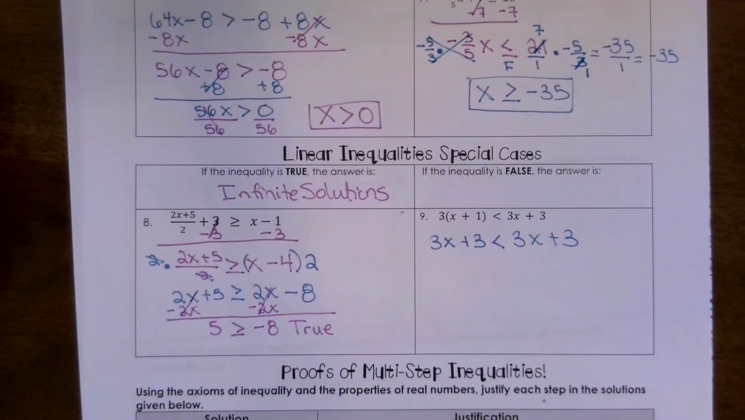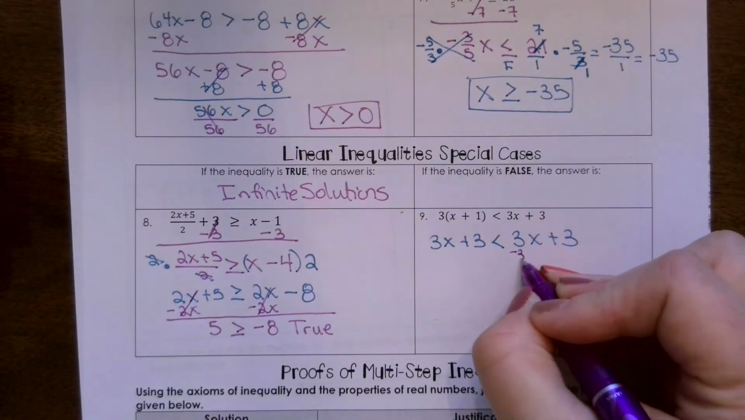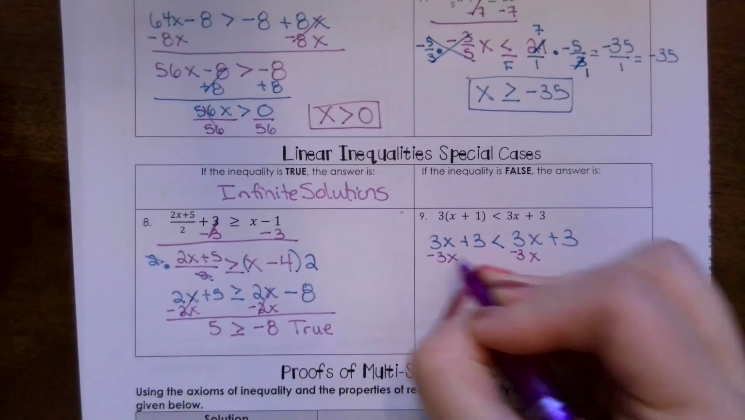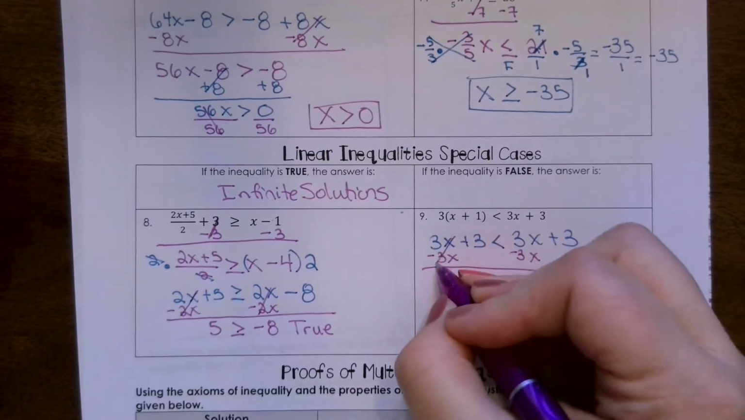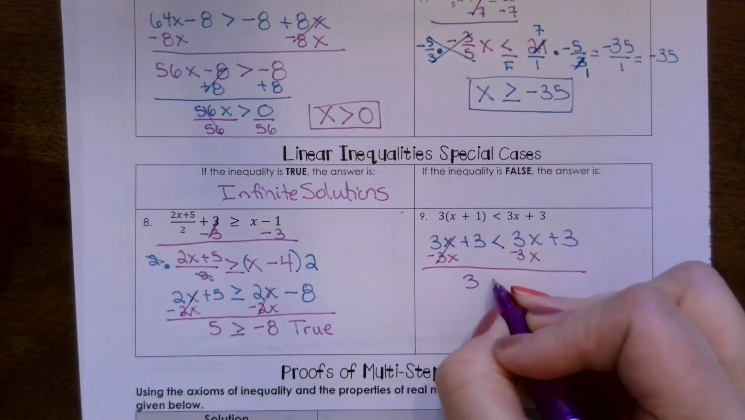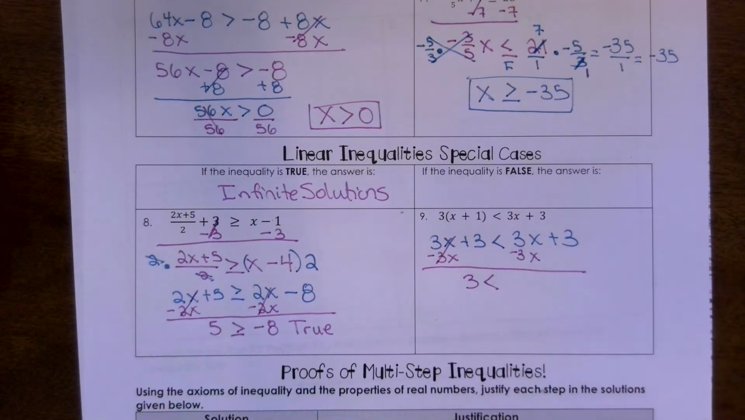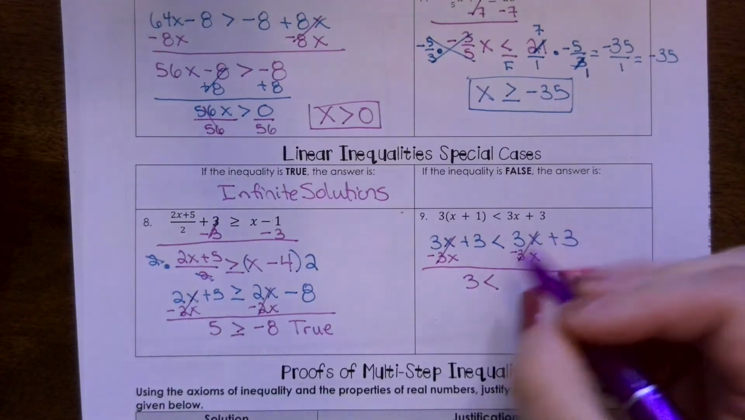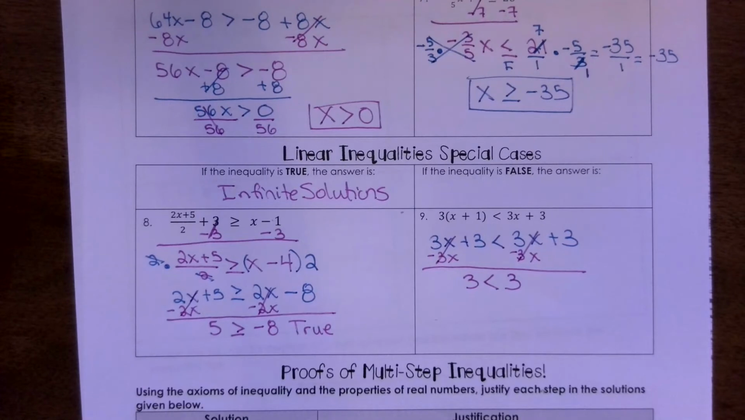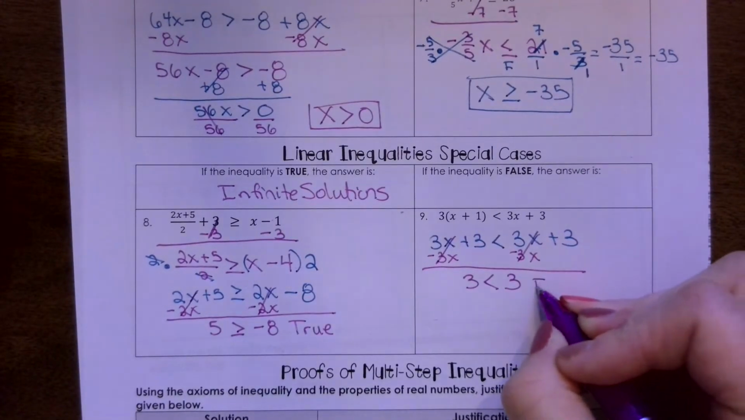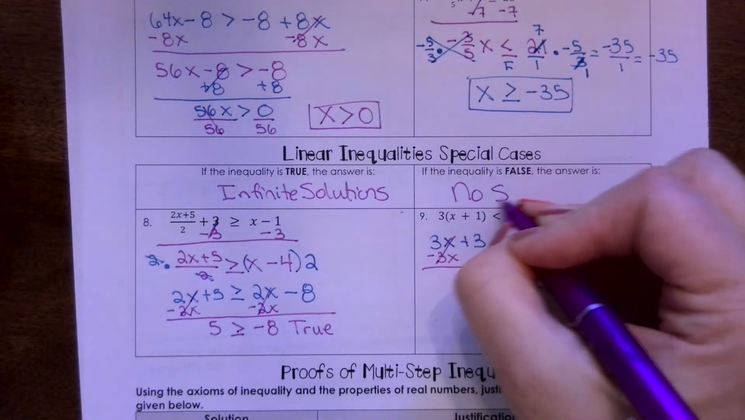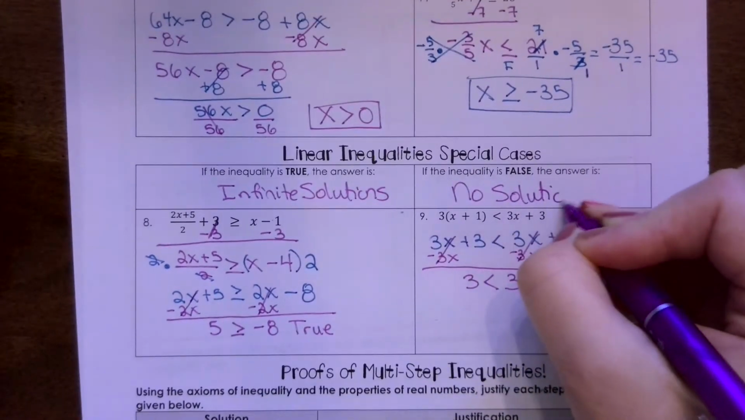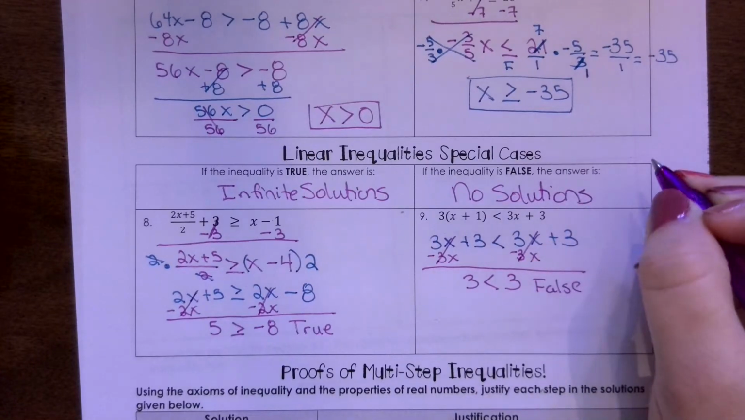Now, just more distributing, no combining like terms, but I do need to move my 3x over. 3x minus 3x is 0, and I have a 3 brought down. Is less than 3x minus 3x is 0, and I have a 3. 3 is simply not less than 3. That is a false statement. This means that there are no solutions to this particular inequality.